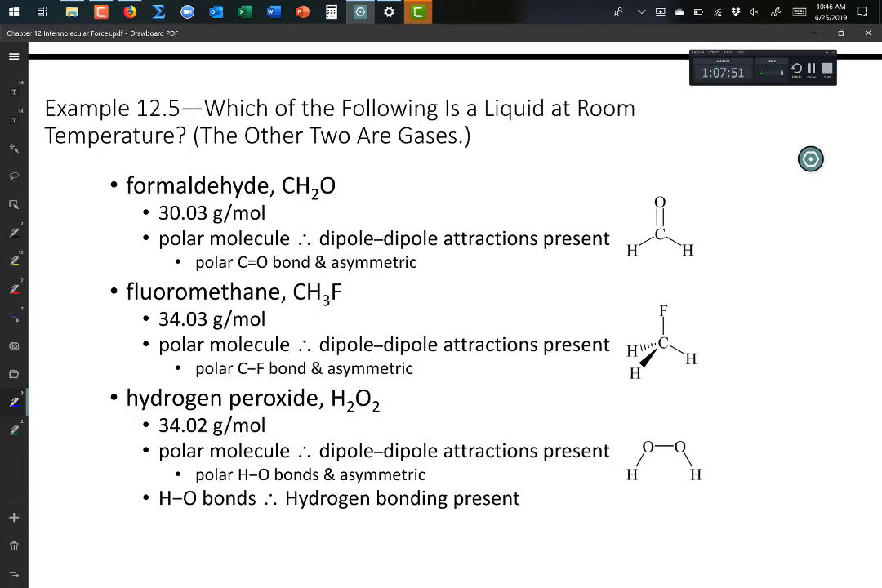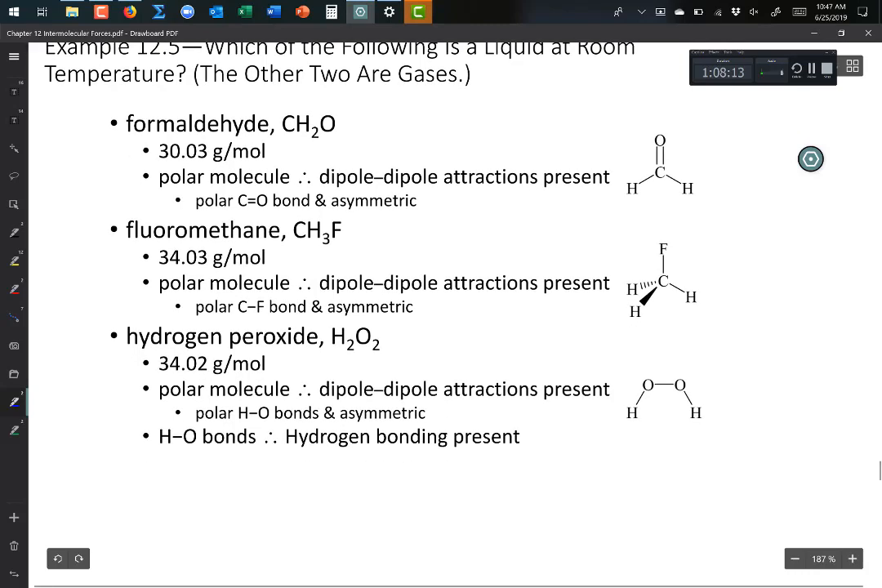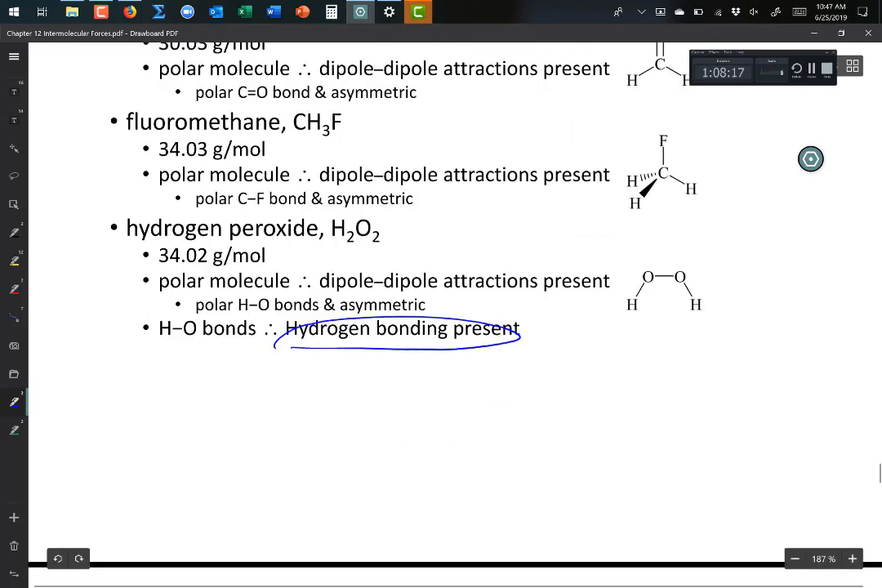But the only one that has hydrogen bonding is which one? Is this one, the hydrogen peroxide. So the one that's a liquid at room temperature is the hydrogen peroxide. It has the strongest intermolecular force, and the other two are gases at room temperature, unless they're dissolved in water. That's the only exception. Okay, so the hydrogen bonding of the hydrogen peroxide is what allows it to be a liquid.